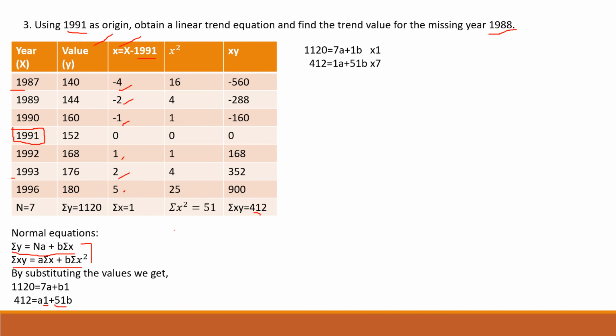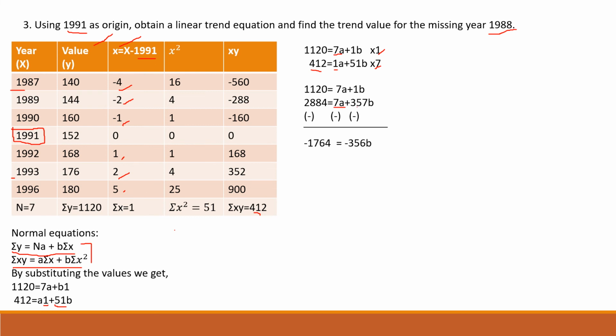I take the coefficient of a in the second equation and multiply it with the first equation, and the coefficient of a in the first equation is multiplied with the second equation. That is, 7 is multiplied with the second equation and 1 with the first equation. With multiplication by 1, the same equation follows: 1120 equals 7a plus 1b. When multiplied by 7, 7 into 412 is 2884, 7 into 1a is 7a, and 7 into 51b is 357b.